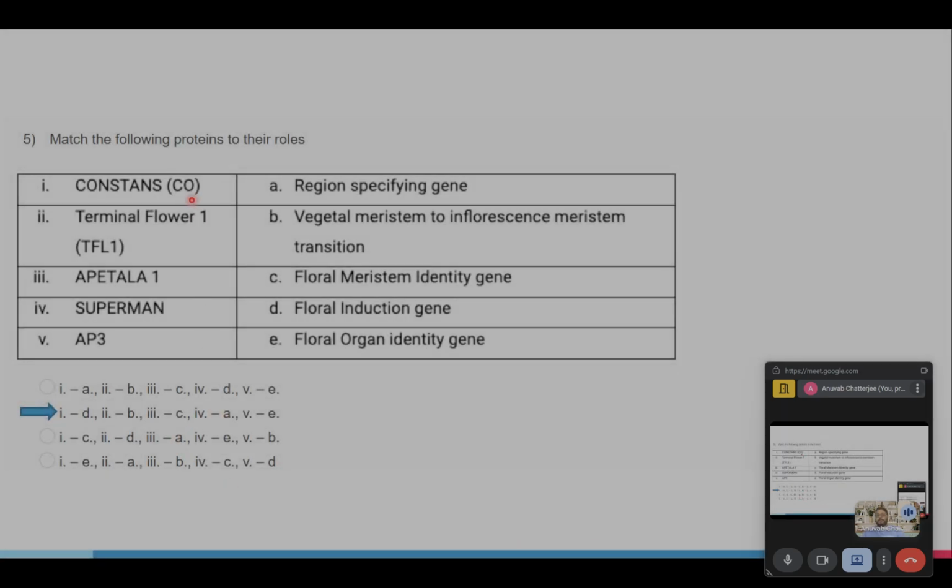Constans, as we have seen, is a floral induction gene. So 1 goes to D. Terminal flower 1, TFL1, is our vegetative meristem to inflorescence meristem transition gene. So 2 goes to B. Apetala 1 is a meristem identity gene. 3 goes to C. Superman, we just saw, is a region specifying gene. So 4 goes to A. And AP3 is our floral organ identity gene, so 5 goes to E. So the second option is the correct one. Okay.